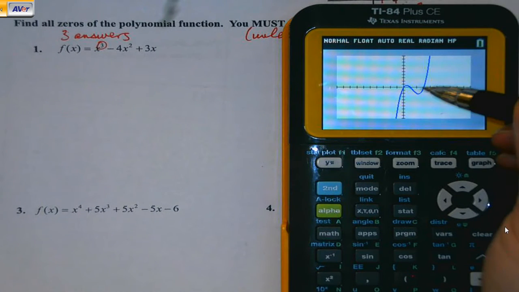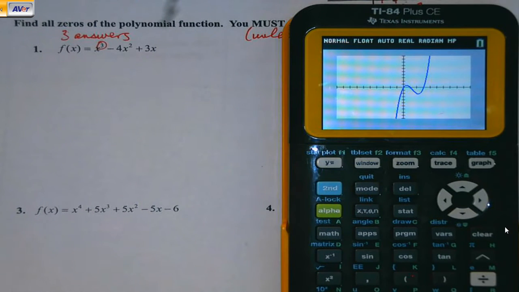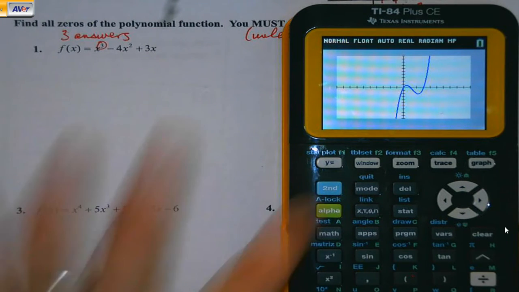Okay. I see it's crossing here. So I can see that they're all 3 there. Now, if they're all 3 whole numbers, this is going to be the greatest thing ever. Well, how do I know?